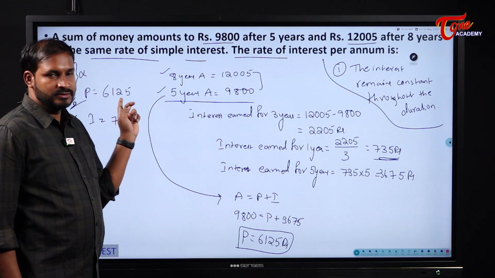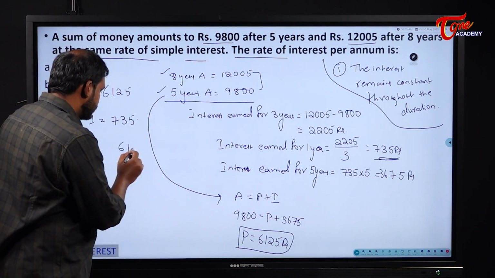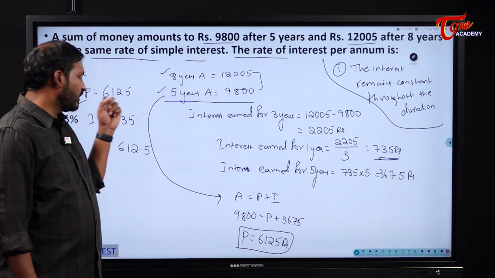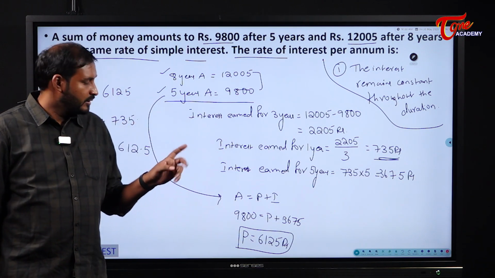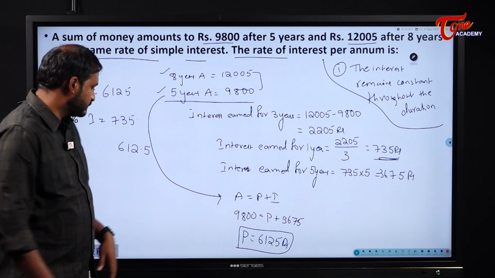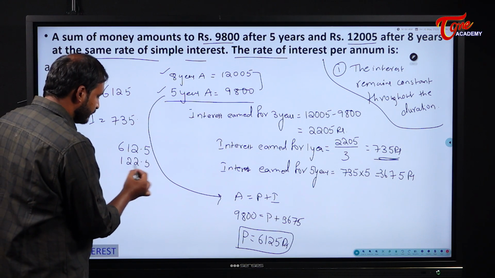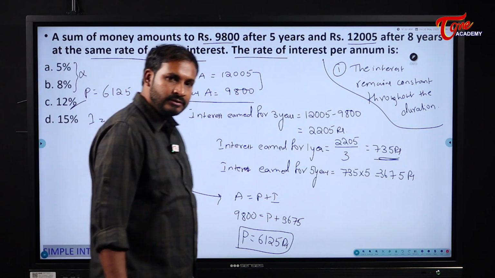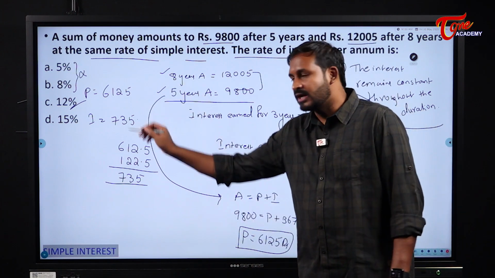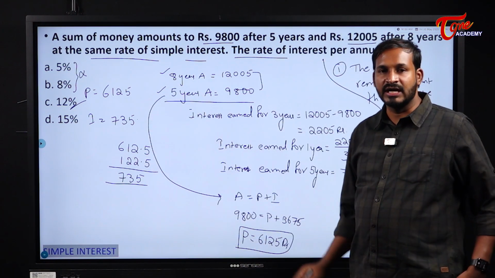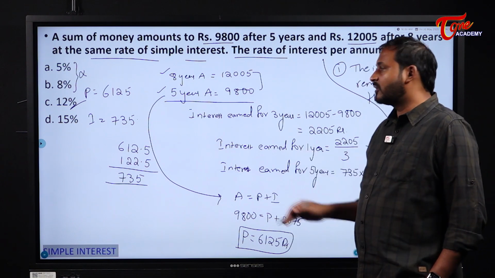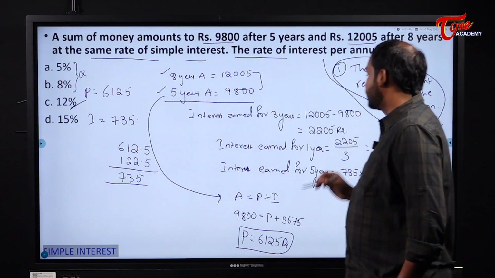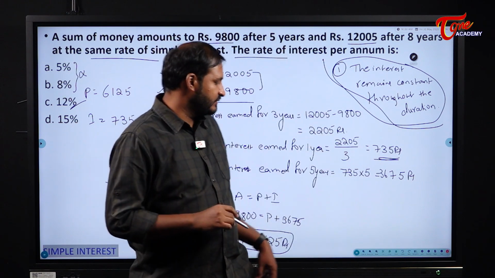12% of 6125. 10% is 612.5. Okay. 1% is 61.25. So 61.25 into 2 means it will become 122.5. If you add this one, what you will get? 735. Understood? So our answer here will become 12%. This is the method to find the answer for this type. It will take some time, but the process is this one. Here the logic is the interest remains constant throughout the duration. That is the logic which we will take.